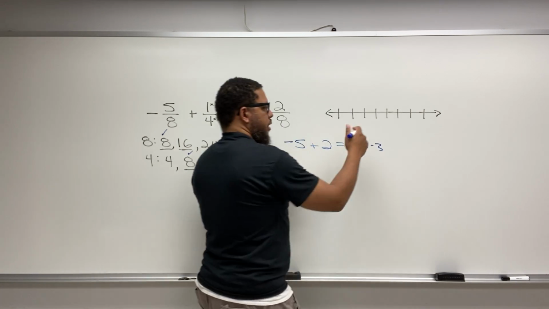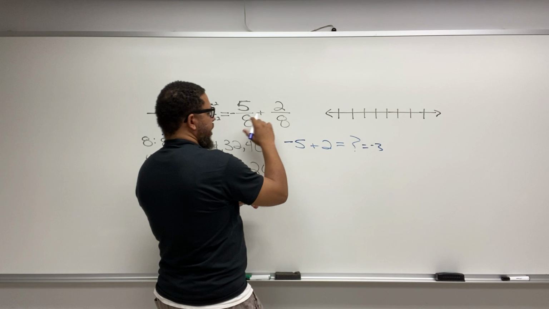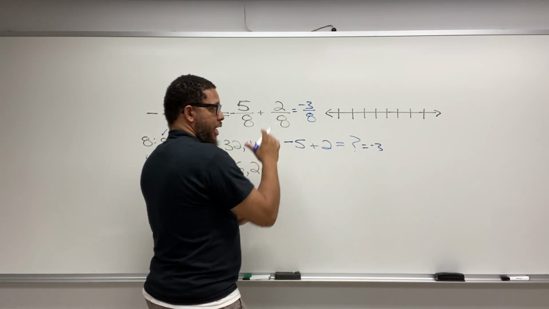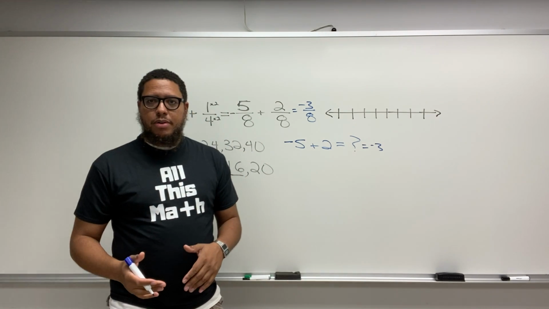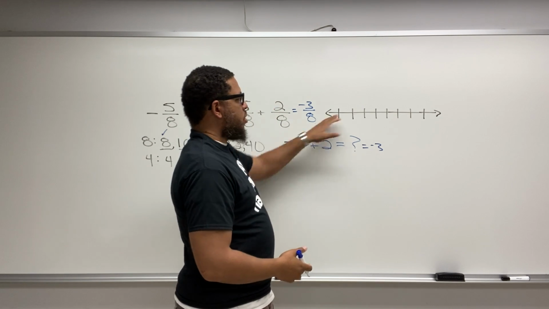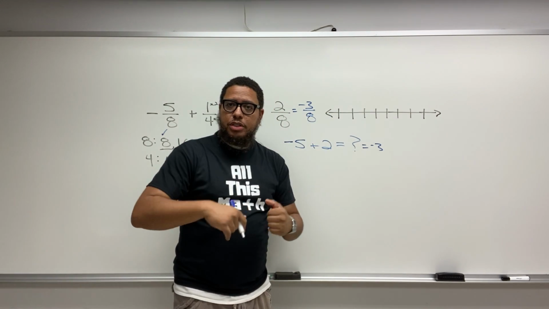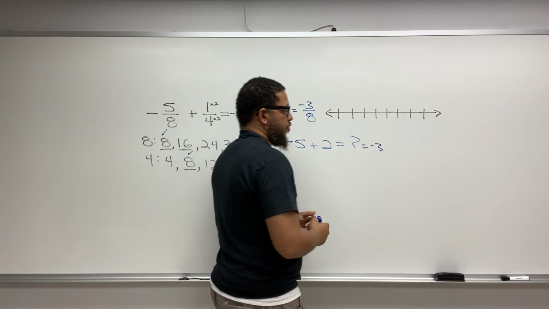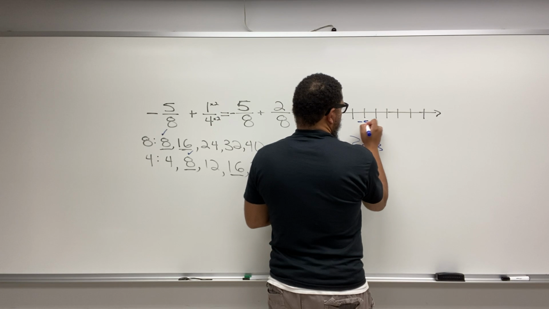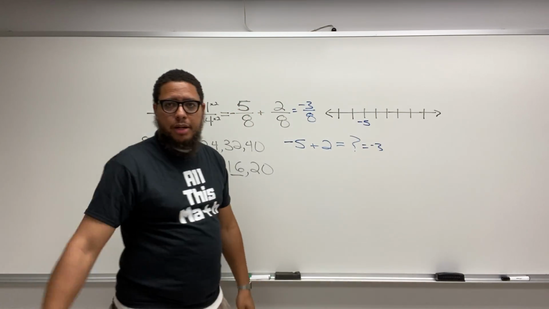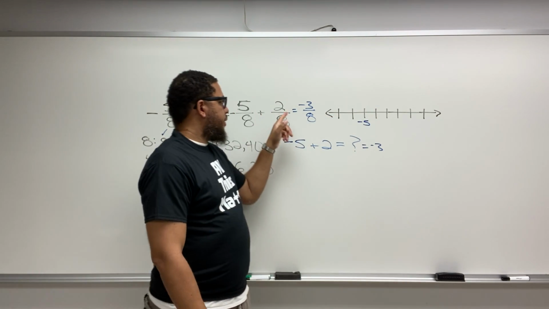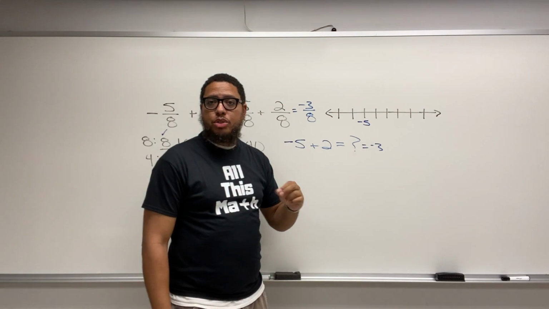But let's take a look. So really it's -3, so it's going to be -3/8. That's how many eighths. But let's look at it on the number line, just dealing with the numerators. Remember, the first number is where we start. So we start at -5. Then there's a plus sign. Plus sign means we're moving to the right. The second number tells us how many spaces we're moving.